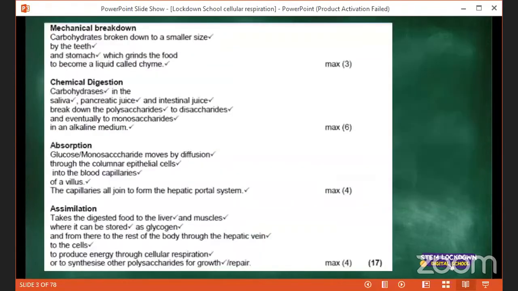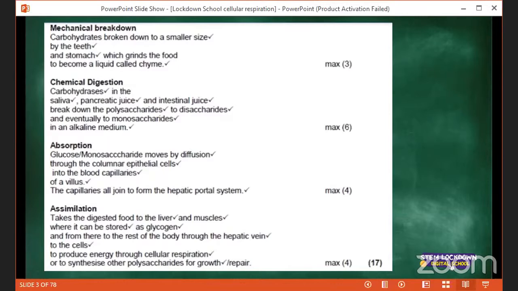Okay, and here is the answer to that question. Mechanical breakdown of carbohydrates: carbohydrates are broken down into smaller sizes by the teeth, and the stomach, which grinds the food to become a liquid called chyme. So you can also say it turns the food to become a liquid called chyme. And the maximum that you can get for the mechanical breakdown is 3 marks.